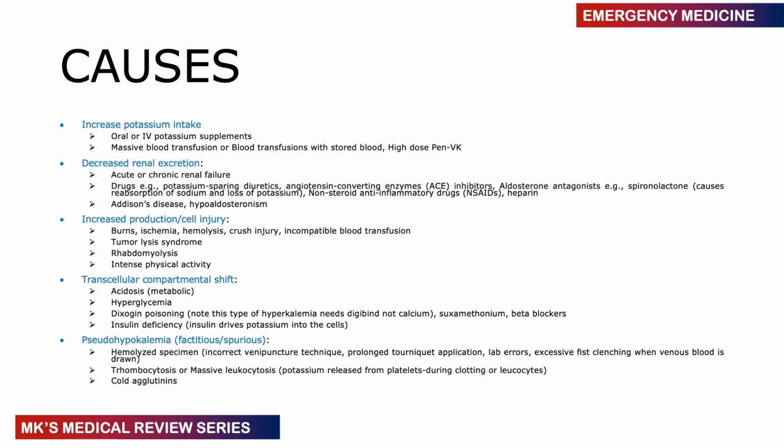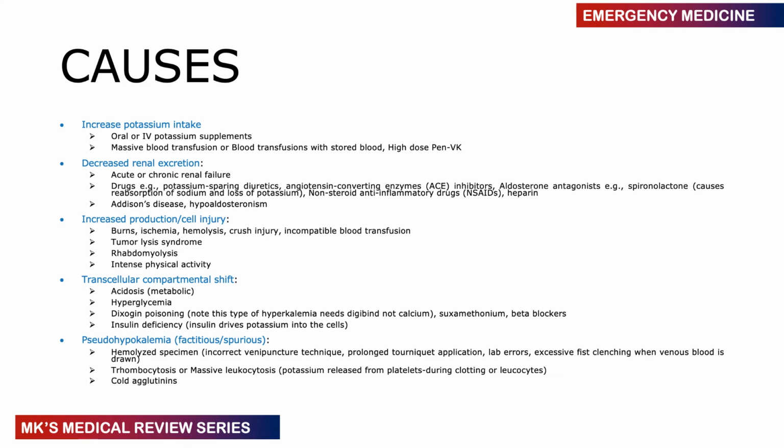Then it could be because you are not excreting potassium. Remember, the bulk majority of potassium is excreted by the kidneys. So patients that have acute or chronic renal failure, patients taking certain drugs like potassium-sparing diuretics, ACE inhibitors, and aldosterone antagonists like spironolactone, which affect the reabsorption of sodium and the loss of potassium. Then you may also have some NSAIDs and even heparin itself. You may have Addison's disease and hypoaldosteronism, where they don't have aldosterone. Remember that aldosterone is required for the reabsorption of sodium and the loss of potassium. If this is not happening, it means that potassium will be reabsorbed and sodium is lost. The same thing is happening with spironolactone.